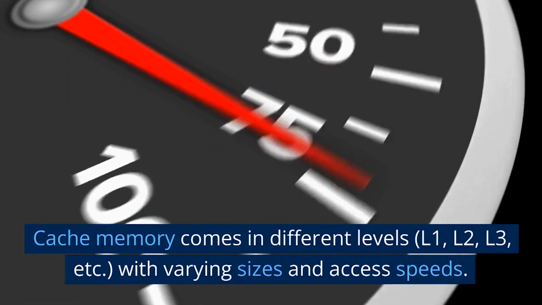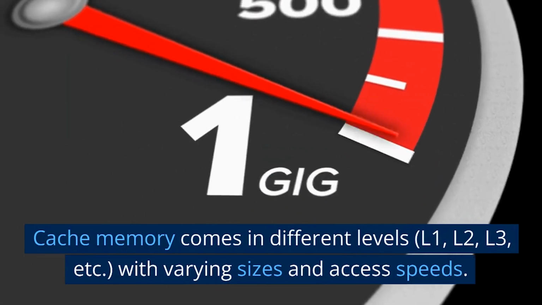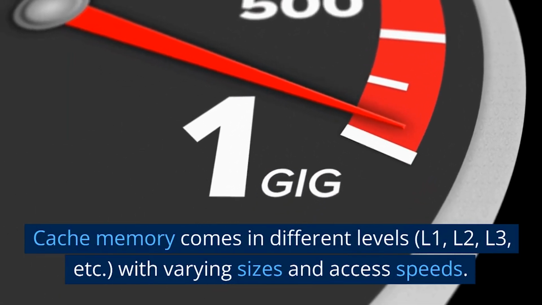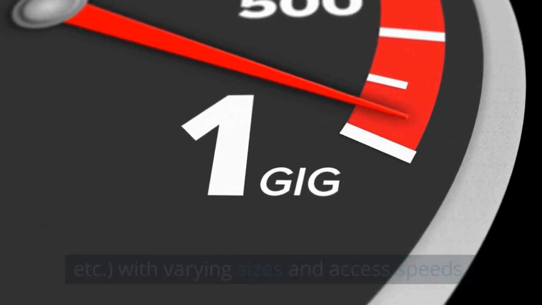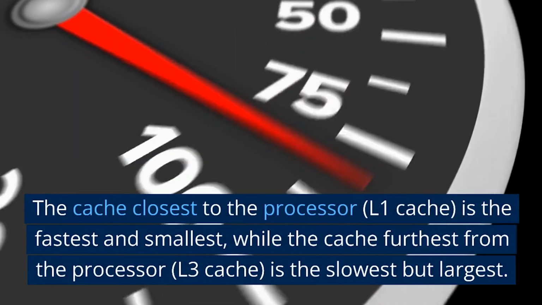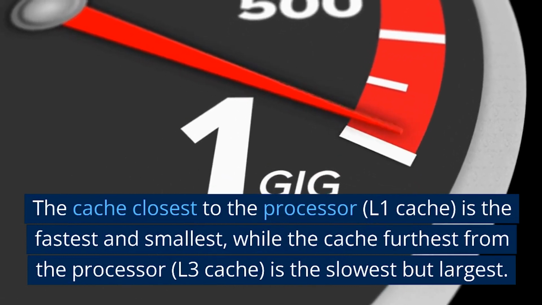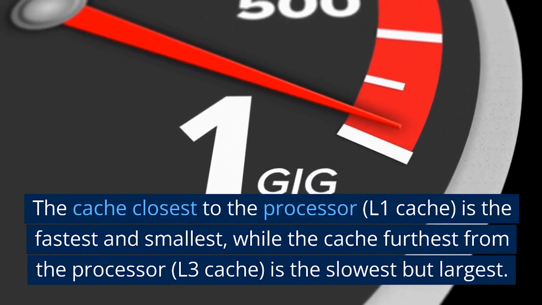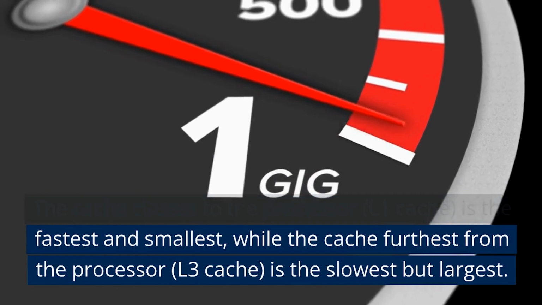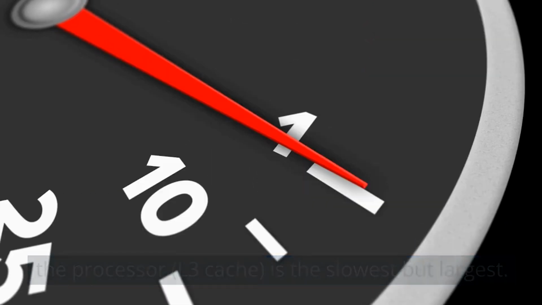Cache memory comes in different levels, L1, L2, L3, etc., with varying sizes and access speeds. The cache closest to the processor, L1 cache, is the fastest and smallest, while the cache furthest from the processor, L3 cache, is the slowest but largest.